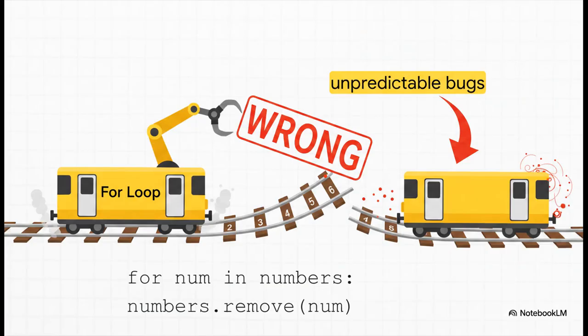So here's the golden rule. You should never, ever change a list while you are looping directly over it. Think about it. It's like trying to remove steps from a staircase while you're walking down it. The loop gets confused, it loses its place, and you end up with really weird, unpredictable results.